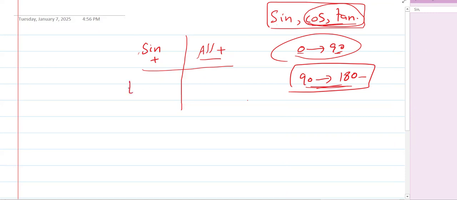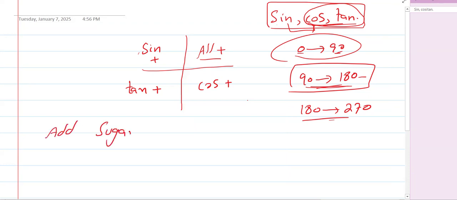In the third quadrant, tangent will be positive, sine and cosine will be negative. You can check. And the third quadrant is from 180 to 270. And in the fourth quadrant, only cos will be positive, the rest will be negative. You can remember this phrase: add sugar to coffee.